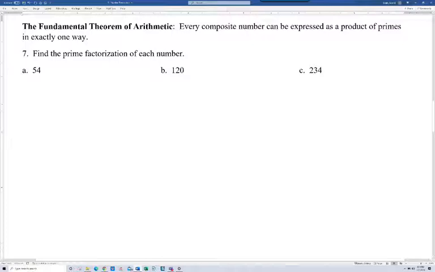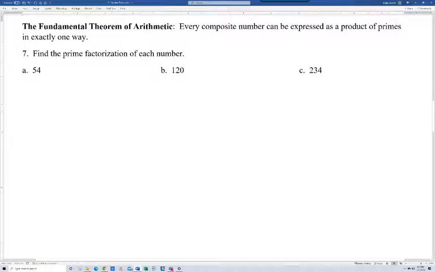So the next thing I want to mention is the fundamental theorem of arithmetic. Sounds kind of complicated, but it's actually quite basic. Every composite number can be expressed as a product of prime numbers in exactly one way. So number 7, find the prime factorization of each number.